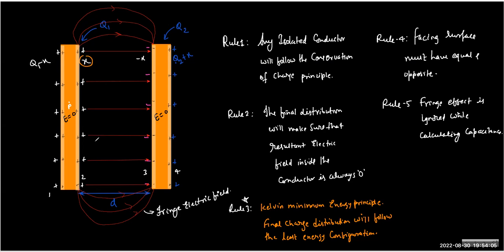Why the confusion? Why every time do you need to get confused? So negative will create which kind of field? Attractive field. So for sure the negative will be towards the right at point P. The next? Four. Towards left.